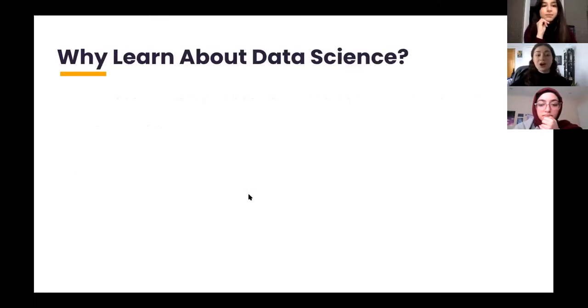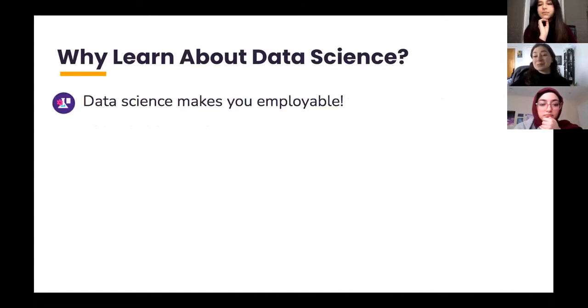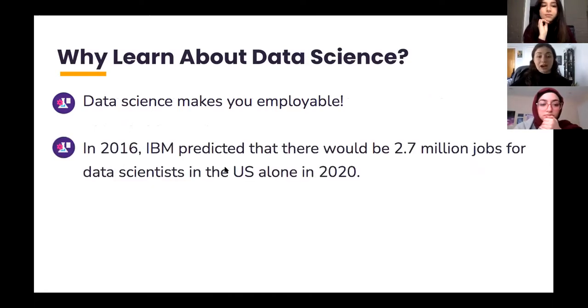Okay, so if all I've said thus far is not encouraging you to learn about data science, then I'm going to add this. Data science will make you employable. In 2016, IBM predicted that there would be 2.7 million jobs for data scientists in the US alone in 2020. This prediction was obviously affected greatly by the pandemic. But regardless, the data science job market is still booming.